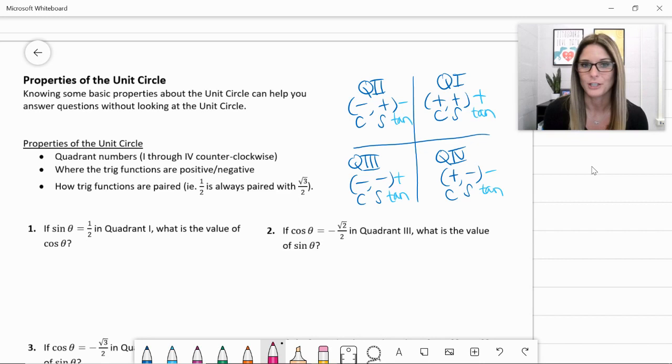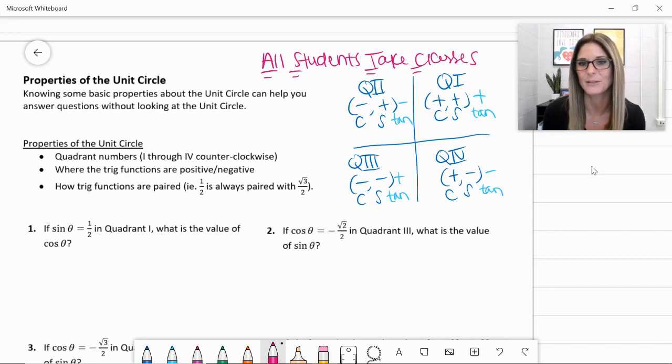Well, I've got a phrase for you. All students take classes. ASTC is going to be an acronym for us for our quadrants. In first quadrant, I'm going to put an A, second quadrant S, third quadrant T, and fourth quadrant C. Now, why? Well, this is going to stand for where our trig functions are positive. All students take classes is where they are positive.